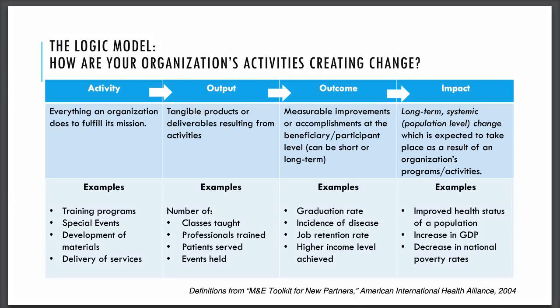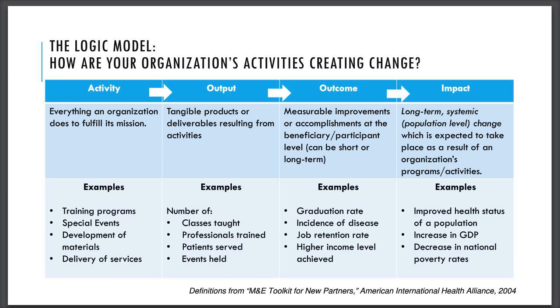The next one, if you follow the graph to the right, is output. An output is a tangible product or deliverable resulting from the activities. An example of an output would be number of classes taught, number of professionals trained, number of patients served, or number of events held.